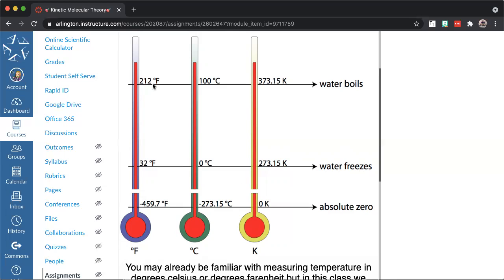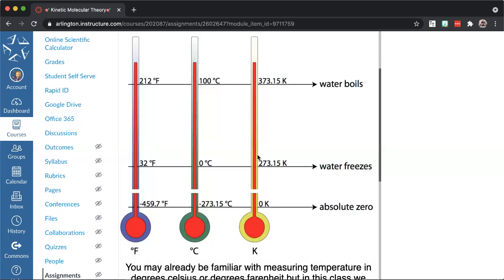On our scale here, water normally boils at 212 degrees Fahrenheit. In Celsius, that's 100. In Kelvin, it's 373.15. Okay. Normally water freezes at 0 degrees Celsius or 32 degrees Fahrenheit, and that is 273.15 Kelvin. Okay, so absolute zero means it's 0 Kelvin.